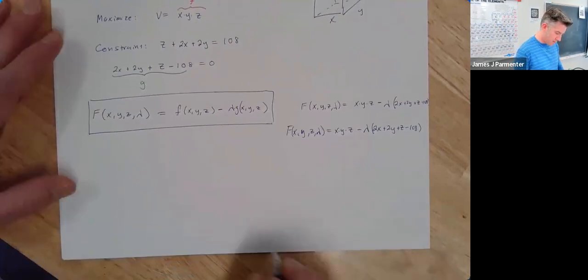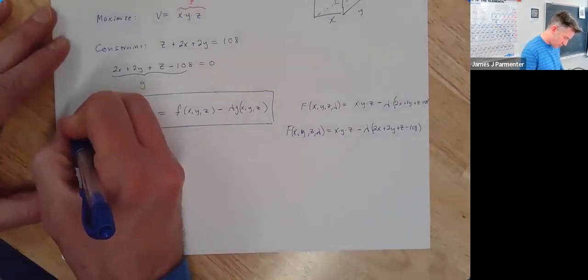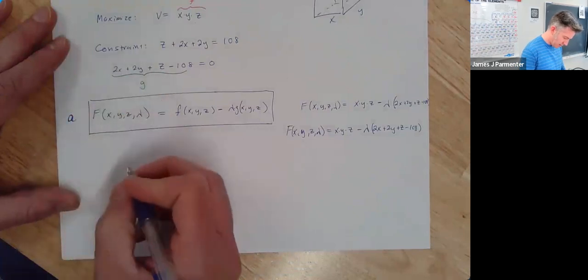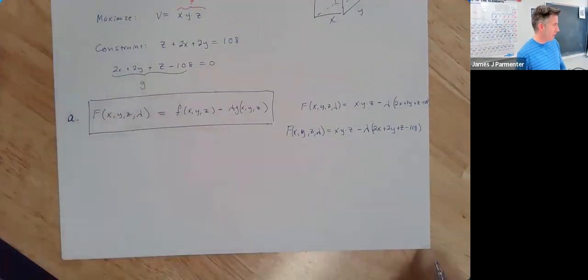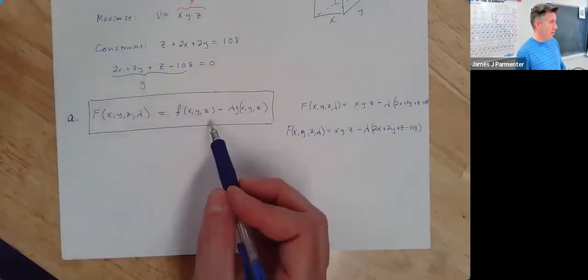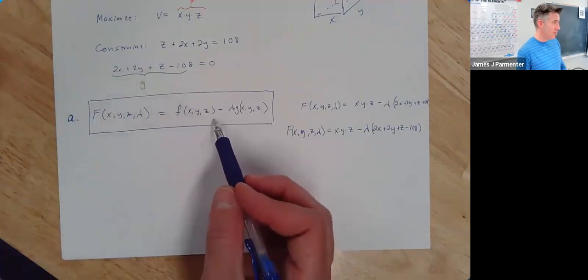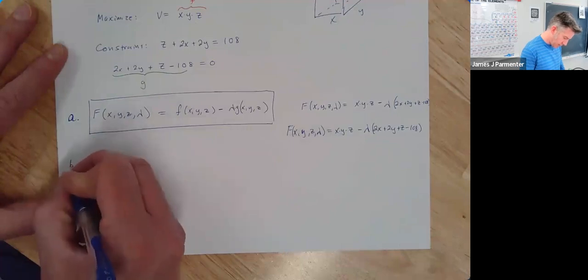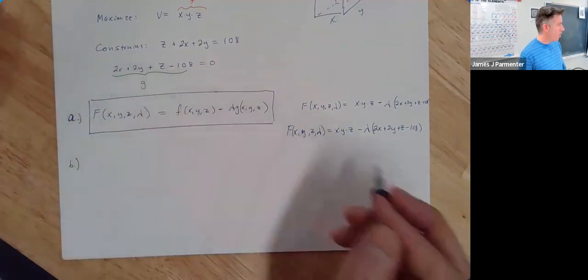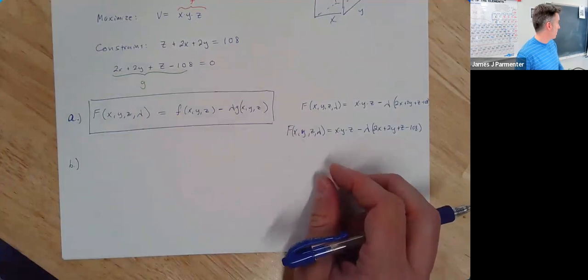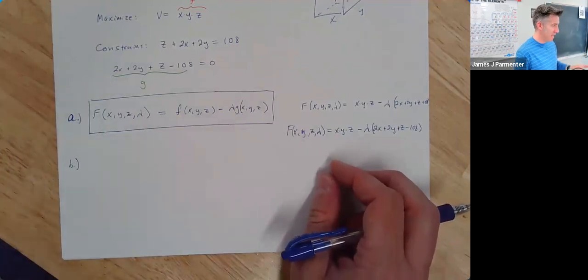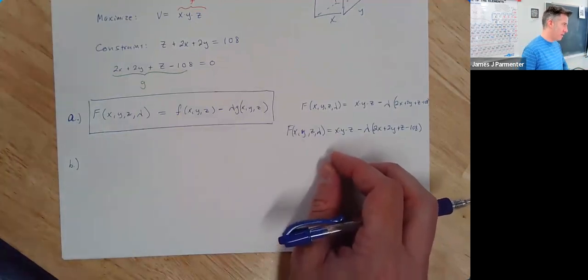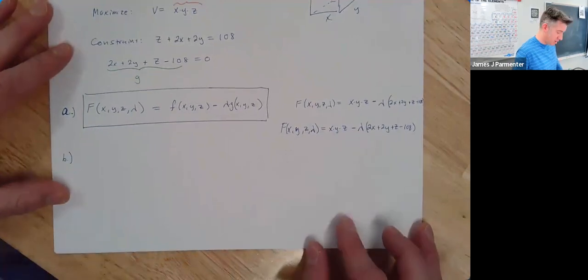So step one, step A, I guess, right? Find this capital F. It's just the thing you want to optimize minus lambda times your constraint. Part two, or part B, I guess, find all the partial derivatives with respect to x, y, z, and yes, even lambda. We'll talk about lambda in a second, because really you don't need that one, actually.